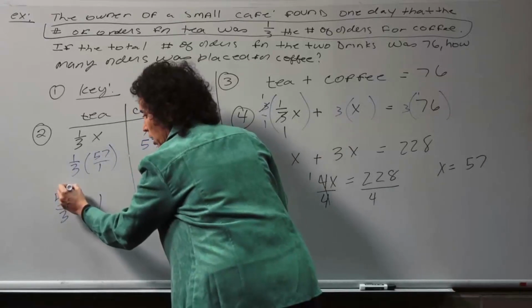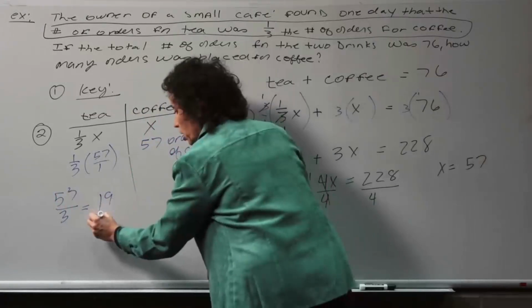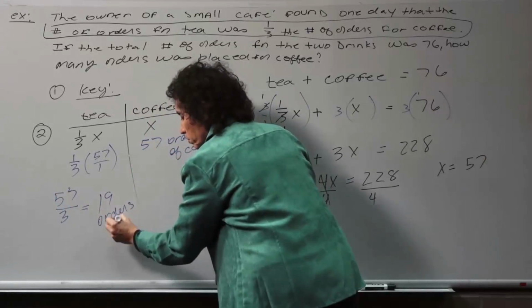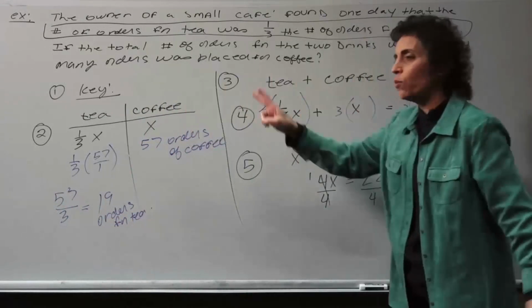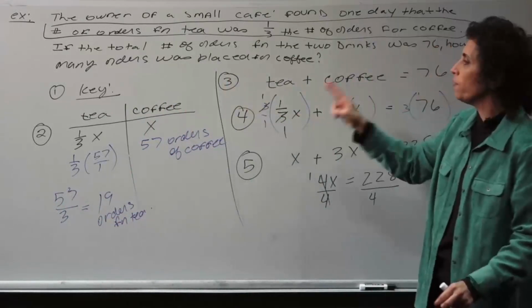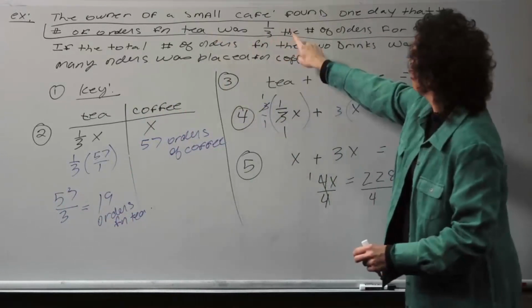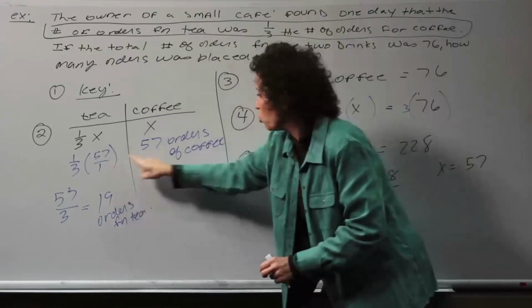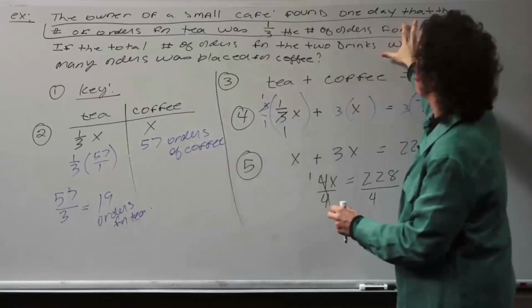Okay, so we get 1, carry to 2, we get 19. So there's 19 orders for t. If we did this right, it will solve all the words of the problem. So let's see. The number of orders for tea was 1/3 for coffee. Well, we already made sure of this. This is 1/3 of that. We already just did that. So that we know is fulfilled.